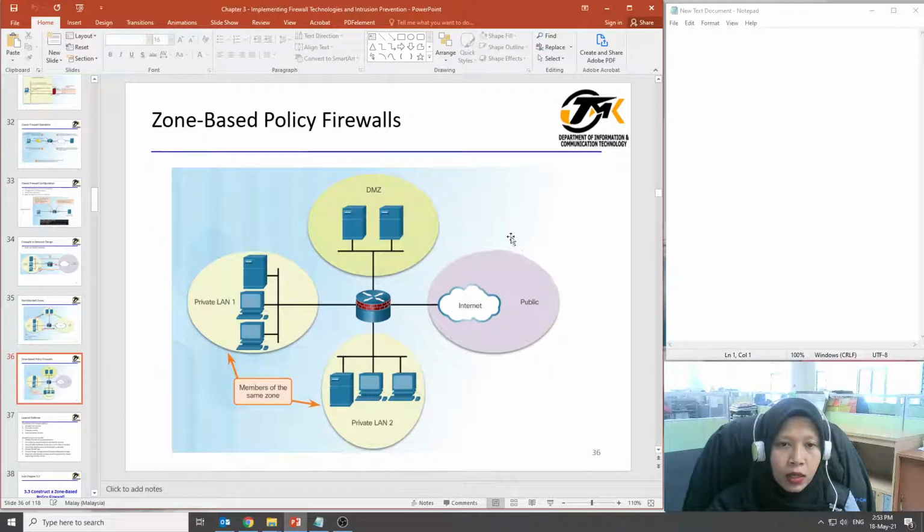So we can configure our firewall policy based on the members of the same zone, even if they are connected or divided into two different LANs, either logically or physically.